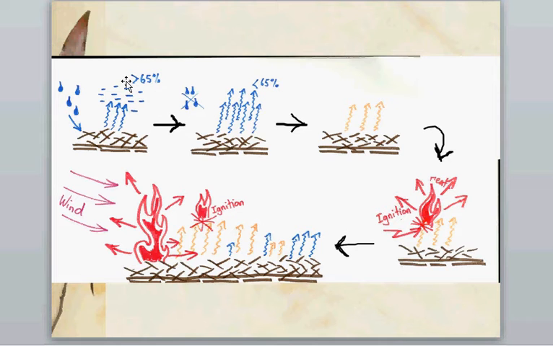But when the humidity falls below 65%, around about 65%, then there isn't enough moisture in the atmosphere to prevent the water evaporating from the leaf litter. And this little diagram shows that. No more rainfall. So the leaf litter is not wetted up, and the humidity begins to fall.